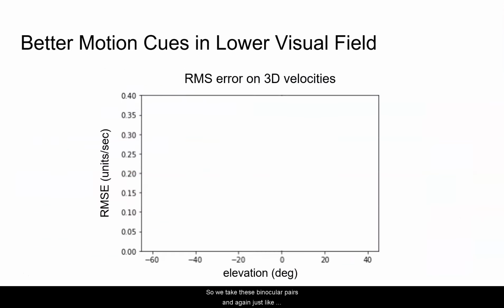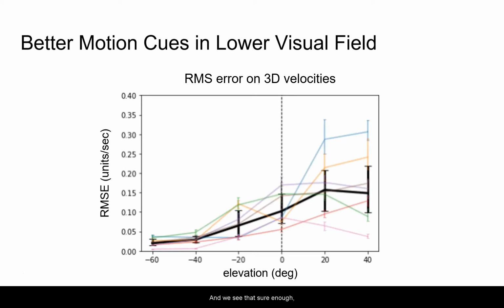So we take these binocular pairs and, again, just like before, train a linear regression model to determine self-motion. And now our figure of merit will be the RMS error on all 3 dimensions of the velocities in question, now for 50 trial splits over the 400 frames from each site. And we'll plot that RMS error across the sampled velocity, and we'll see that sure enough, the lower visual field provides much lower error estimates compared to the upper visual field. This looks like a pretty good explanation for the behavior that we saw at the beginning.